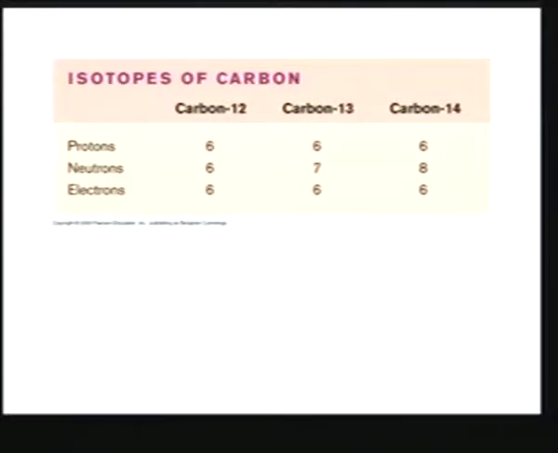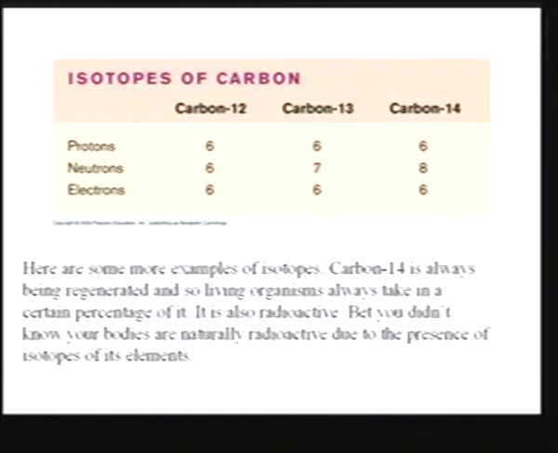In a sample of carbon-14, for example, you'd expect half of it to have broken down into carbon-12 in, what is it, 5,700 and some odd years. Okay, so it sticks around a while. Carbon-14 is always being regenerated in the atmosphere. So we always have a certain amount of carbon-14 in us.